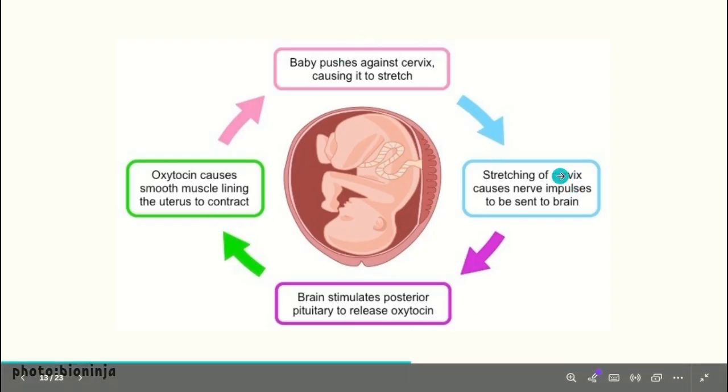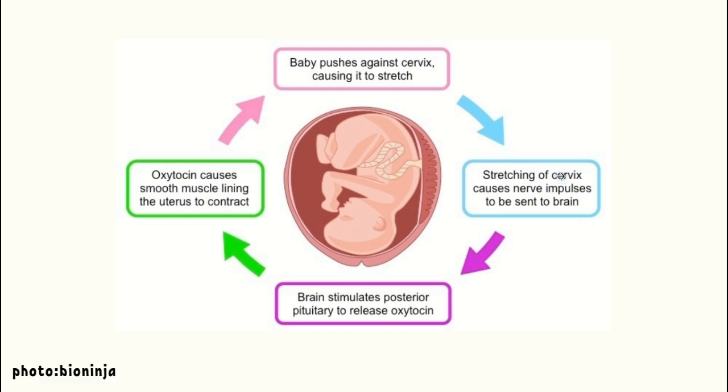Okay, so this is just the birth process again. Basically, the baby pushes against the cervix, causing it to stretch. Stretching of the cervix causes nerve impulses to be sent to the brain. The brain stimulates the posterior pituitary to release oxytocin, and then oxytocin causes the smooth muscle lining of the uterus to contract. So everything is a process. When the contractions start, bam, bam, bam, that is when you know the baby will come out.